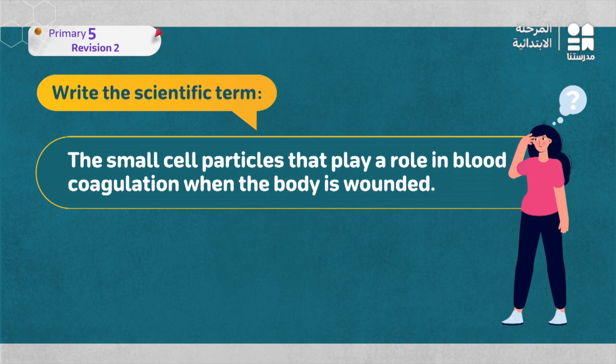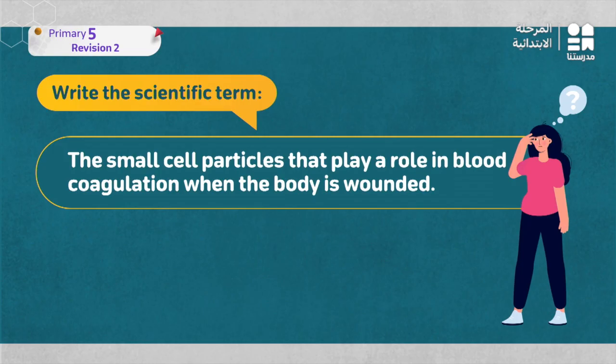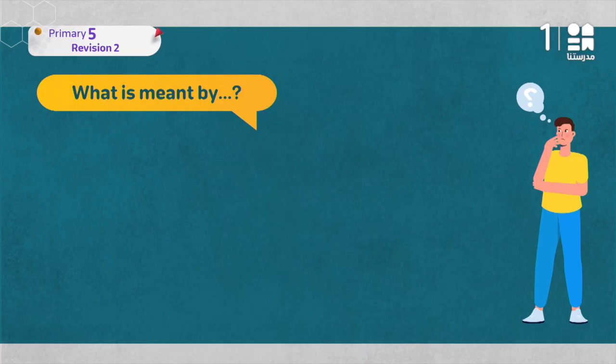Now, write the scientific term also. The small cell particles that play a role in blood coagulation when the body is wounded. When we get wounded, which small cells help the wound to undergo blood coagulation or formation of blood clots and help in healing the wound? Not the red blood cells and not the white blood cells, not plasma, but the platelets.